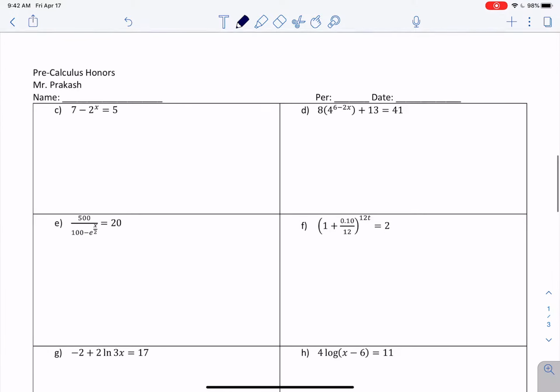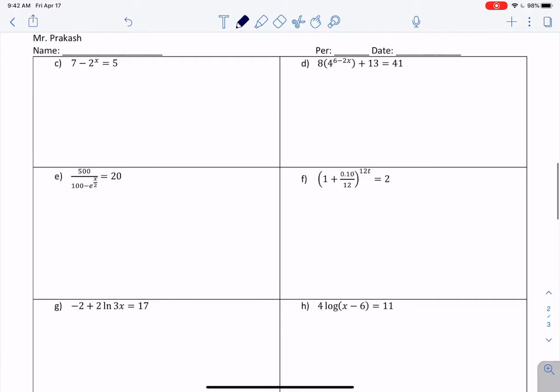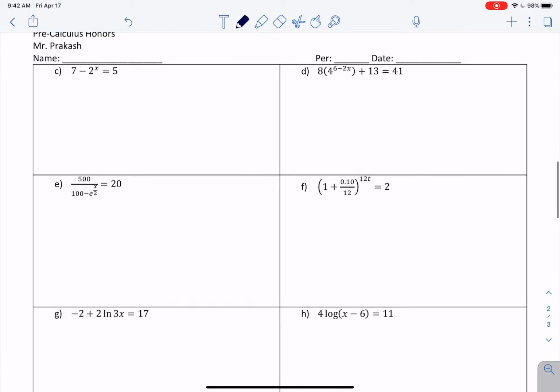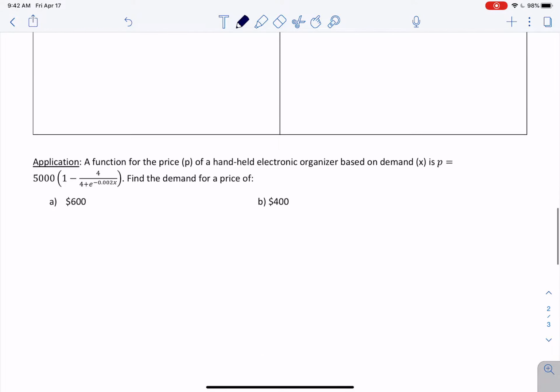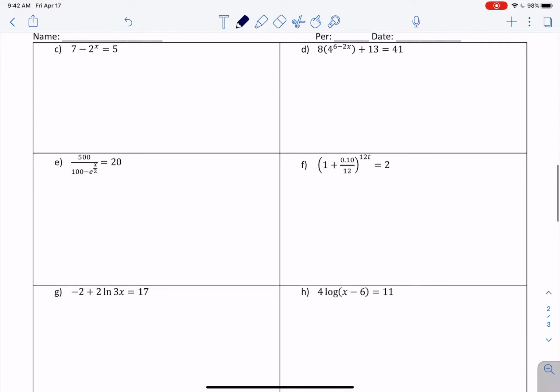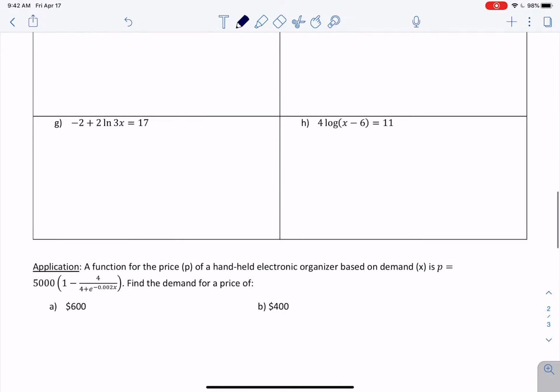There are a lot more equations on here for you to solve, to do as practice. So I would want you to go through each of these and practice them. I can post solutions to this on Google Classroom as well, so you can check your solutions. But I would have you do this as practice on your own.